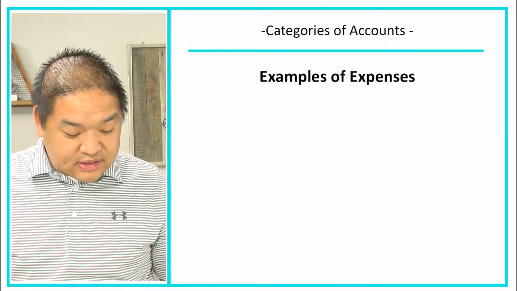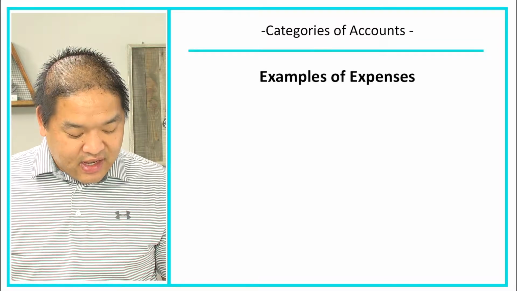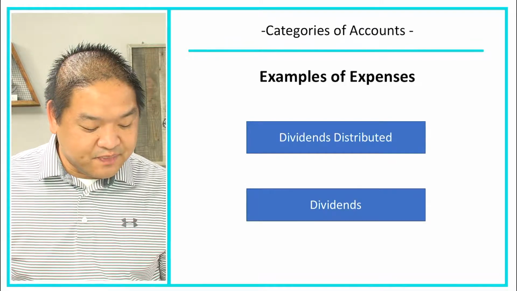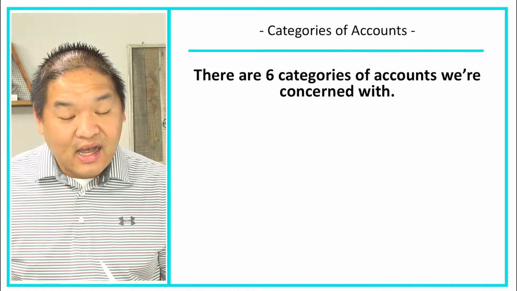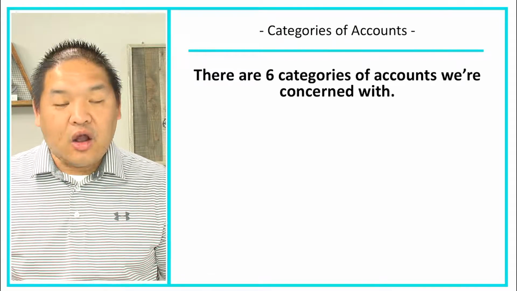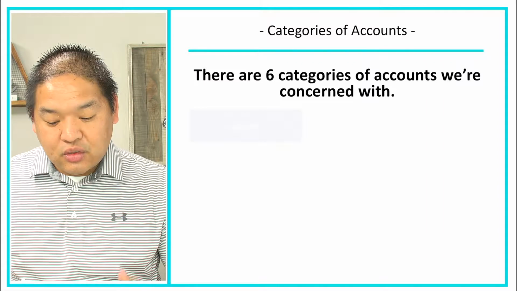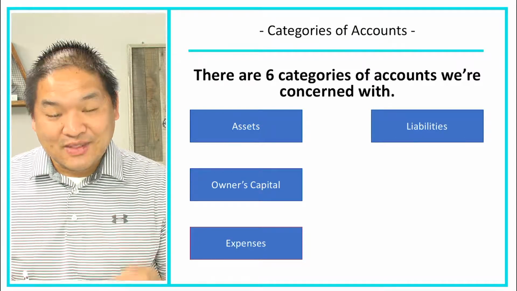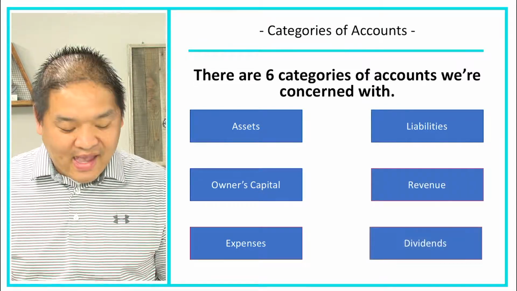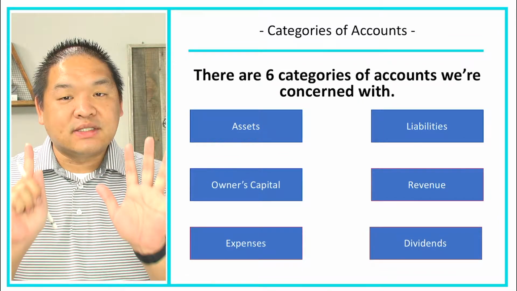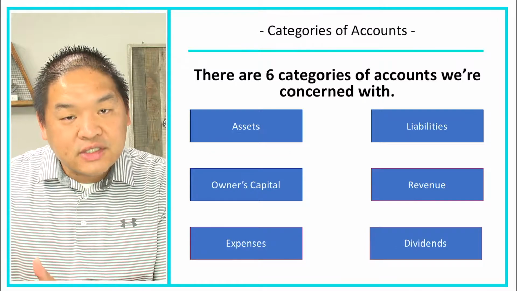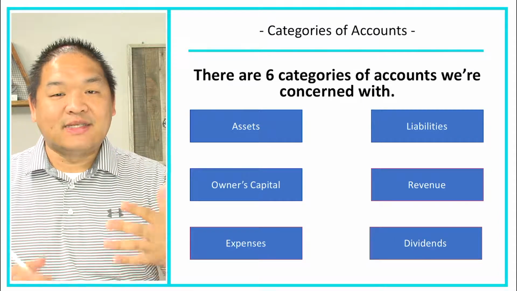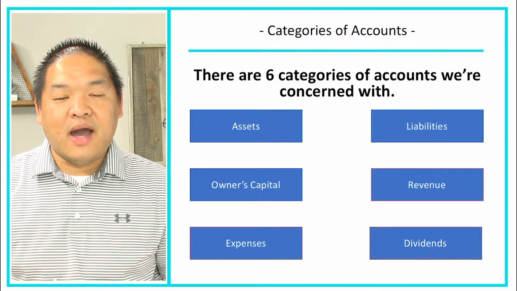Example of dividend accounts: dividends distributions, or we just call them dividends. So there are 6 categories of which all accounts are concerned with. We are concerned with assets, liabilities, owner's capital or equity, revenues, expenses, and dividends. So 6 categories here that you're going to need to know as we go through future sections and lessons: assets, liabilities, owner's equity or owner's capital, revenues, expenses, and dividends. So ingrain those in your mind.